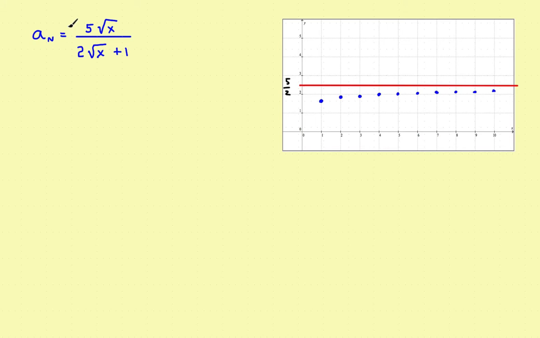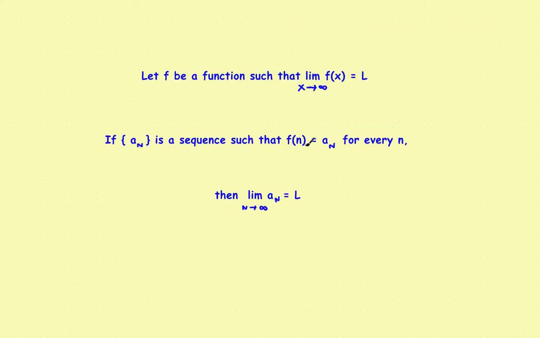Now again, the first step is to change it from a sequence into a function that models the sequence. So f of x is equal to 5 times the square root of x, which I'm going to change into x to the 1/2 power, divided by 2 times x to the 1/2 power plus 1. So again, using this definition here, we found a function that matches the sequence at every point. Now all we have to do is find the limit of that function, and whatever that limit is, it will be the limit of the sequence.